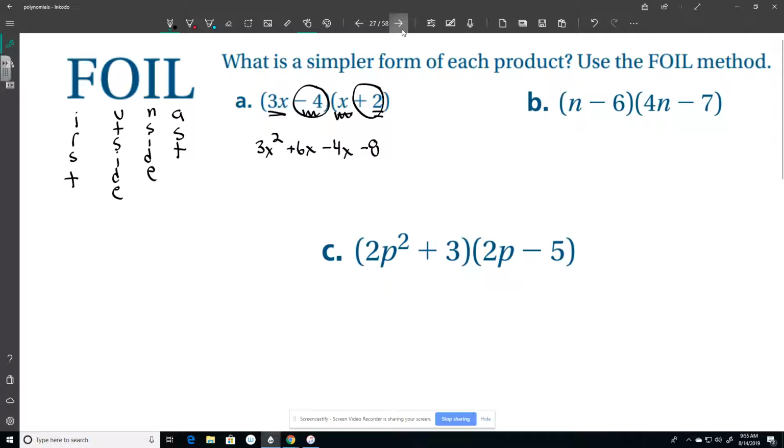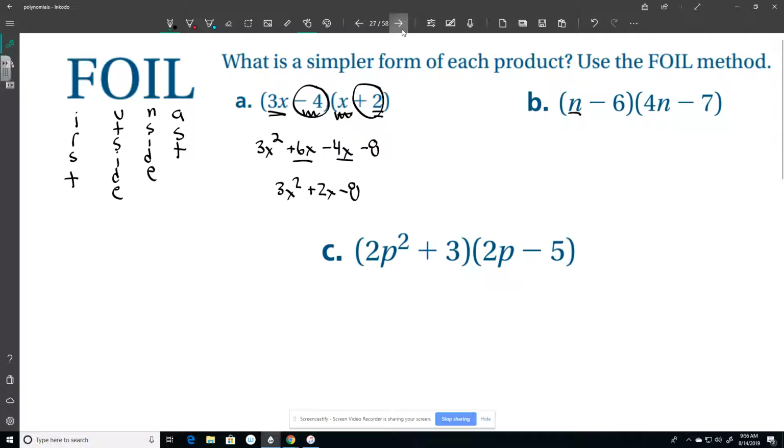So FOIL mathematically doesn't mean anything. It just helps you to remember to multiply everything that you're supposed to multiply. So you can use that to just work your way through the problem. Once you've done that, we have a simpler form, we've distributed, but now we just need to simplify by combining like terms, something you've been doing for a long time now. So 3x squared, 6x minus 4x is 2x, and then we have a minus 8. So the FOIL method works great.